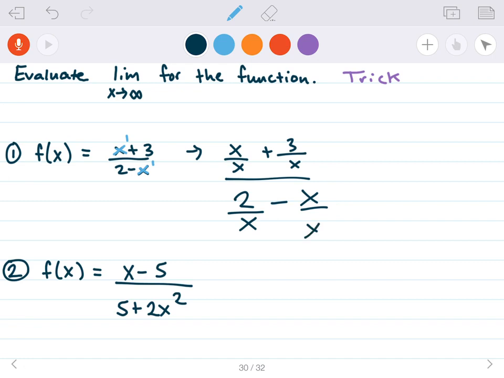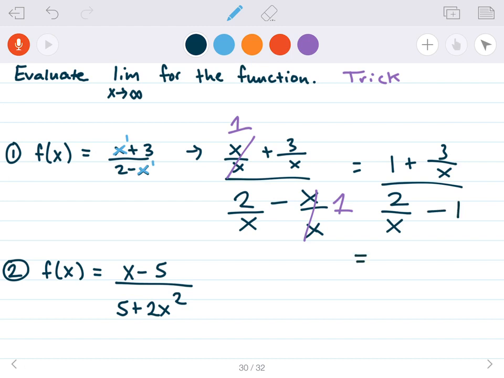Okay? Now, this guy goes to 1, right? This guy also goes to 1. And so what we're left with is (1 + 3/x) over (2/x - 1). Okay, so now here's the trick. Now we can talk about what happens when x gets close to infinity.